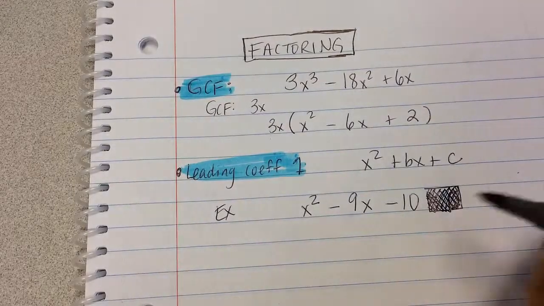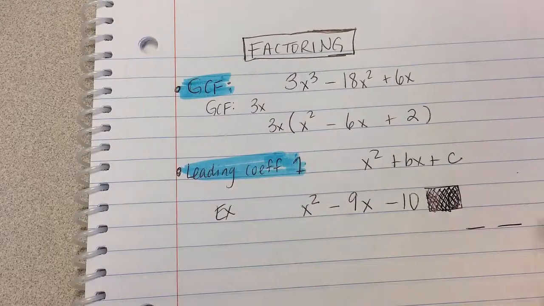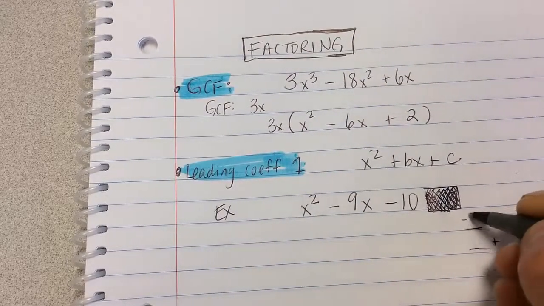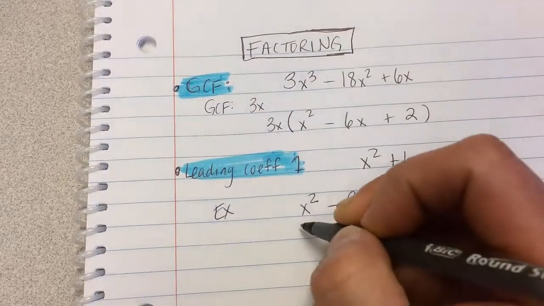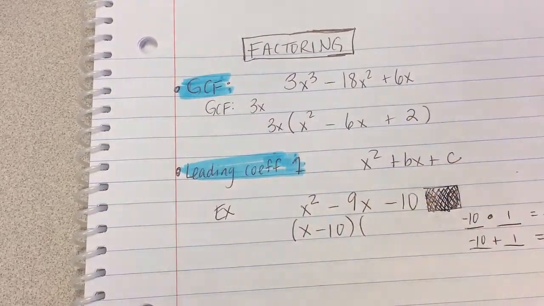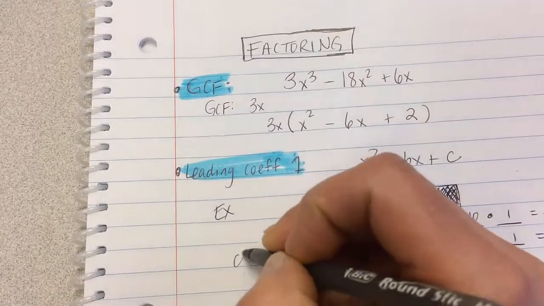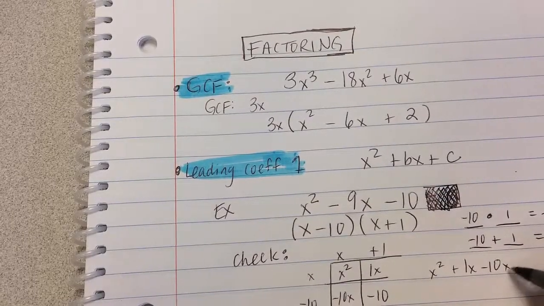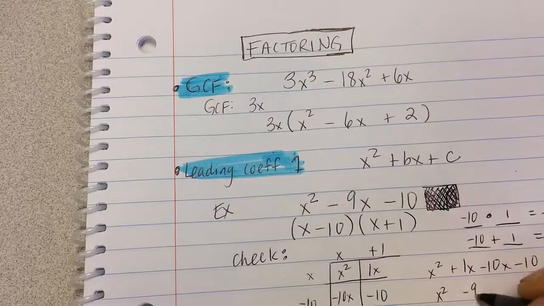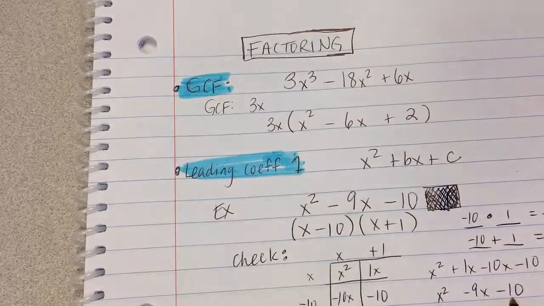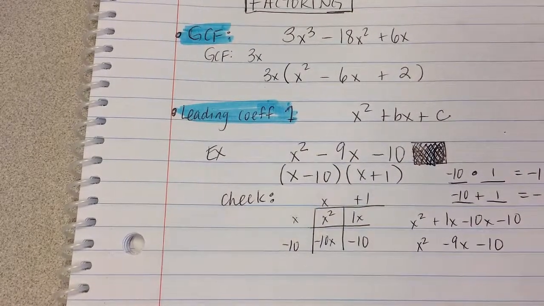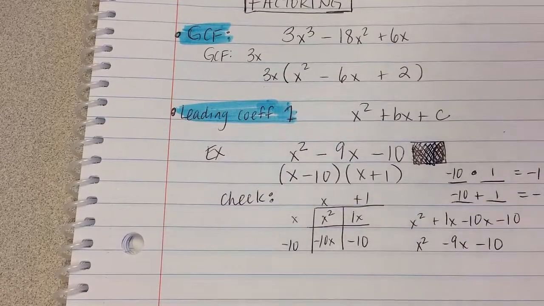Okay, so when we go to factor this, we need two numbers, remember, that multiply to make negative 10. And those same two numbers have to add to make negative 9. So we're going to do negative 10 and 1. And this will factor as x minus 10 times x plus 1. And remember, you can check it by multiplying that out. That ensures that my factoring actually works.